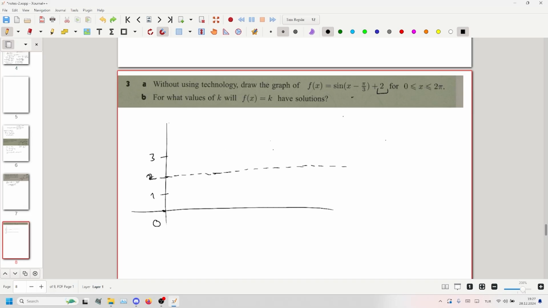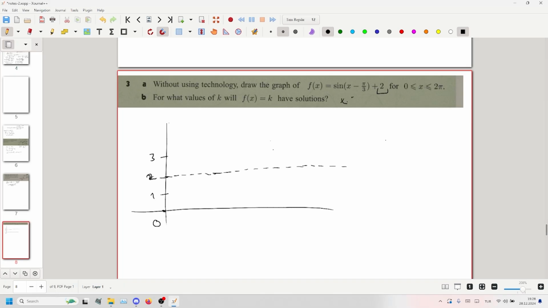And hold on. The maximum value of sine is 1, so the maximum value of this function is 3, and the minimum is 1. So it's going to oscillate between 3 and 1. Now the rest is just the sine function translated by pi thirds to the right. So we'll consider the critical points for sine and translate them by pi thirds. At x equals 0, sine is equal to 0.